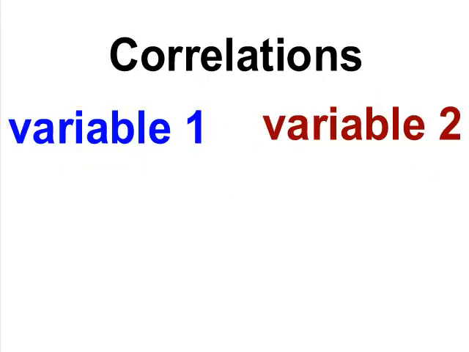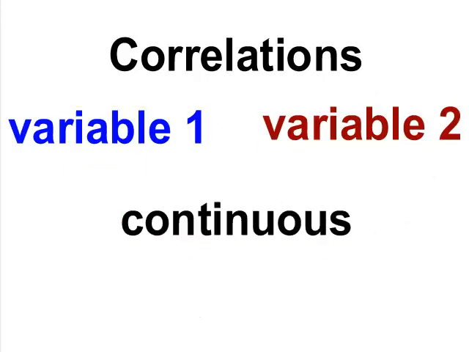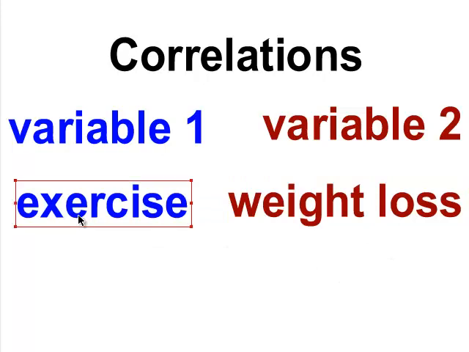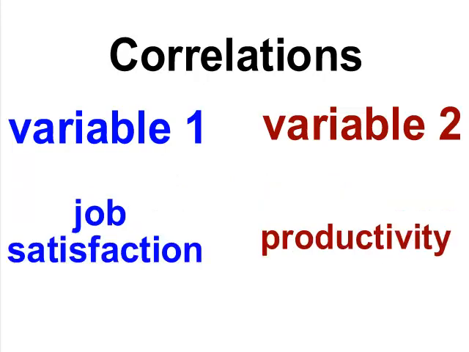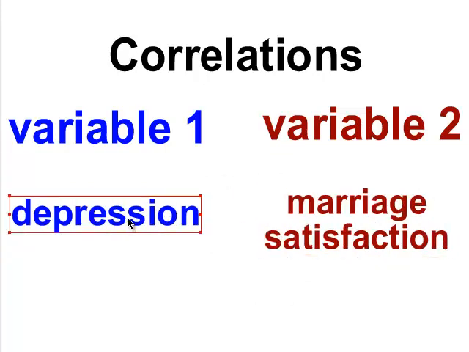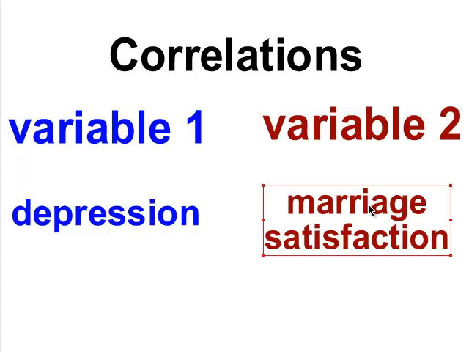So if you have two variables and they're both continuous, that means you're talking about a Pearson's correlation. An example: does exercise have anything to do with weight loss? Cause and effect. Another example: does job satisfaction have anything to do with work productivity? Cause and effect. Last one: does depression have anything to do with marriage satisfaction? Cause and effect. In other words, when the value of one of these changes, does the other one change as well?